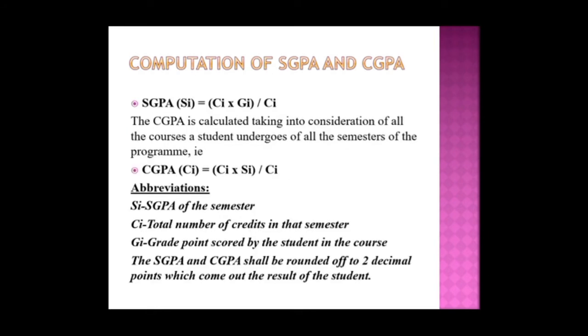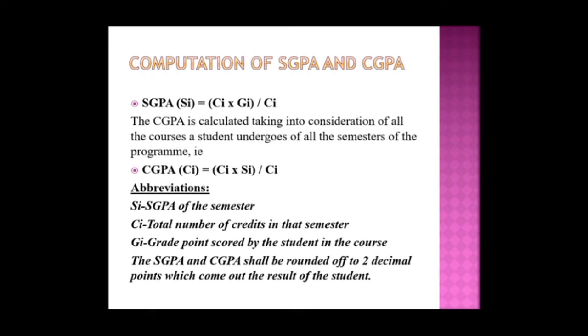Right, and SGPA is equal to the sum of Ci into Gi divided by the sum of Ci. That is how to calculate the SGPA. I will explain it thoroughly. And the CGPA is calculated taking into consideration all the courses a student undergoes in all the semesters of the program. That is CGPA, the total.